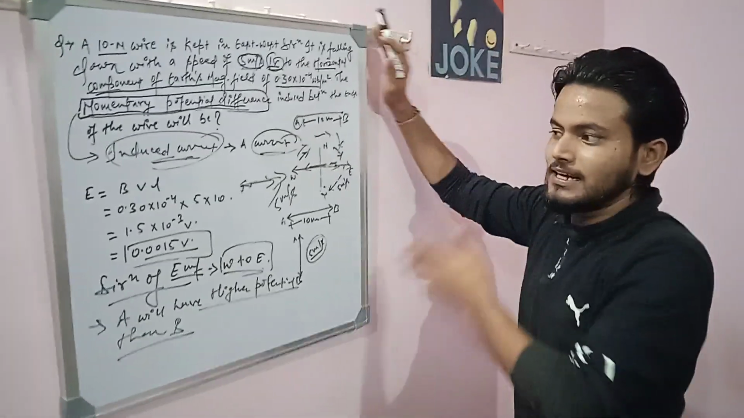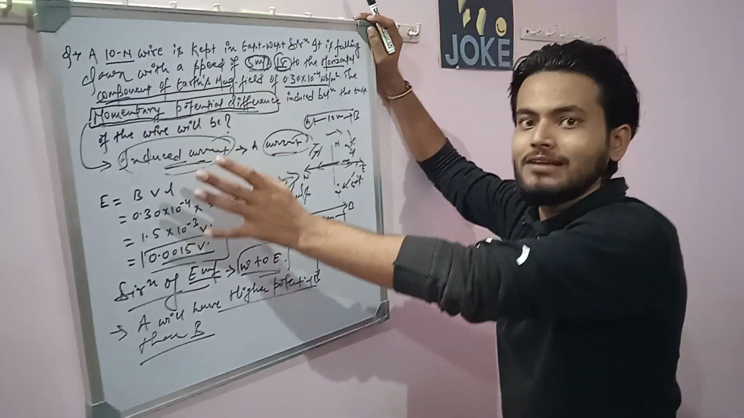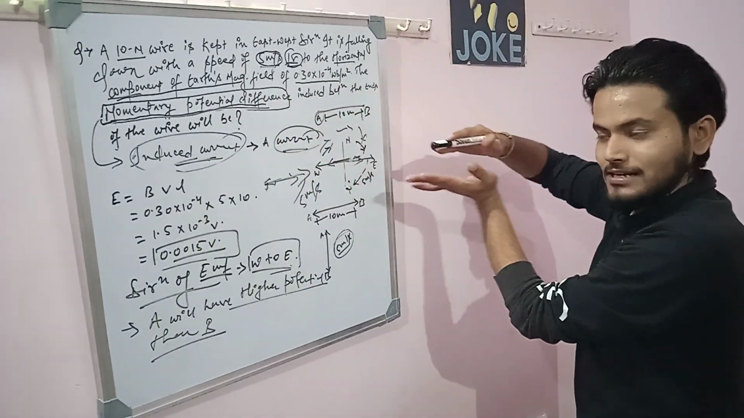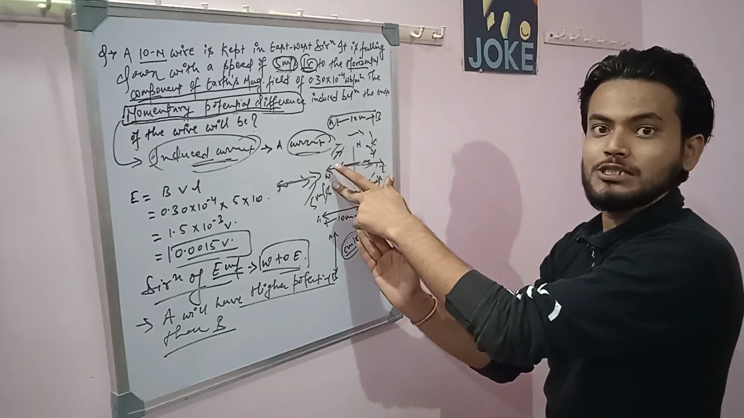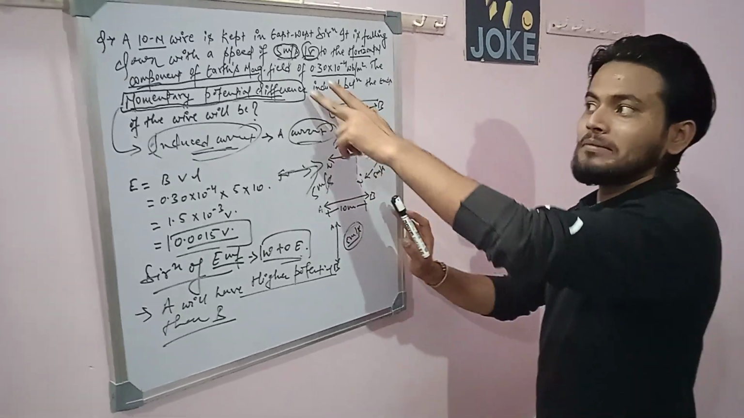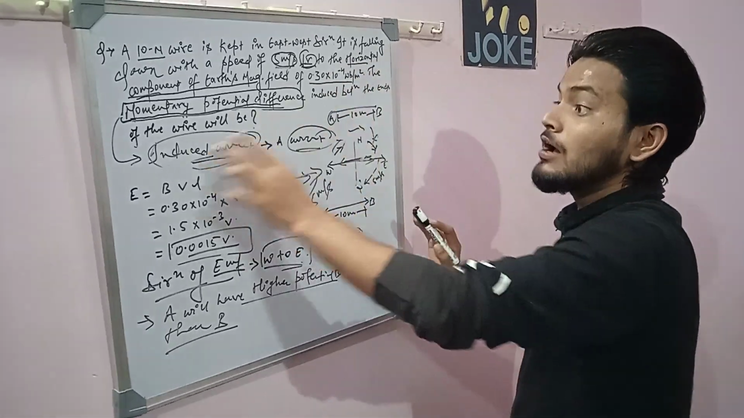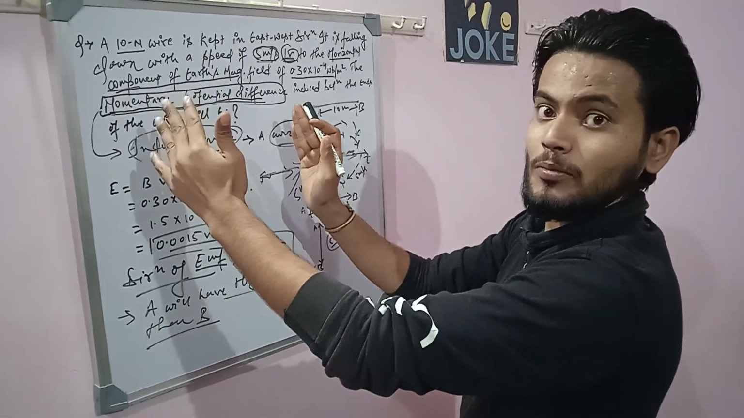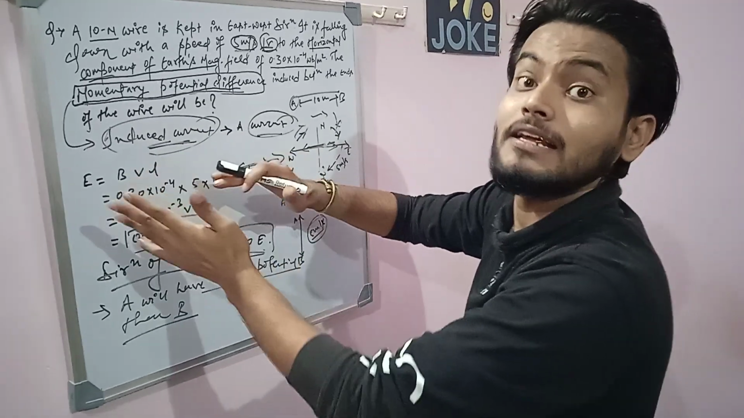So if I summarize, basically what was the question given? The question was that a 10-meter wire is kept along the east-west direction, that is horizontal direction, east-west direction, this direction, okay? And now it is coming down with a speed of 5 meter per second, where the magnetic field was given as 0.30 into 10 to the power minus 4 Weber per meter squared. What we have to find? We have to find the momentary potential difference. What does momentary potential difference mean? It means that we have to find the induced EMF.